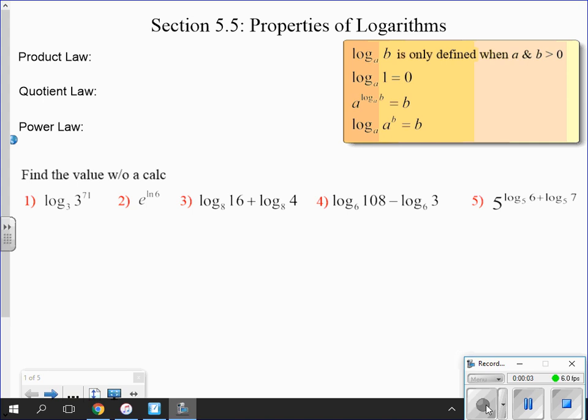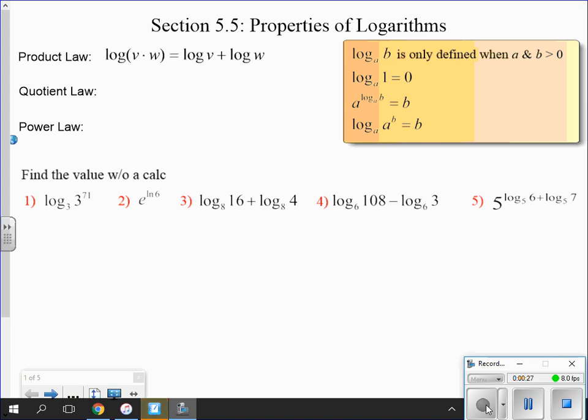So today we're discussing rules, or sorry, properties of logarithms, rules of logarithms. Mostly these are used for solving. They're also used for simplifying logarithms, changing them into things that are easier to work with, depending upon what you're trying to do. Okay. So we have a handful of laws.